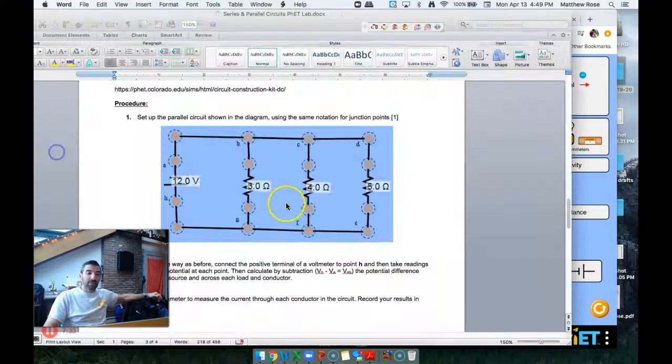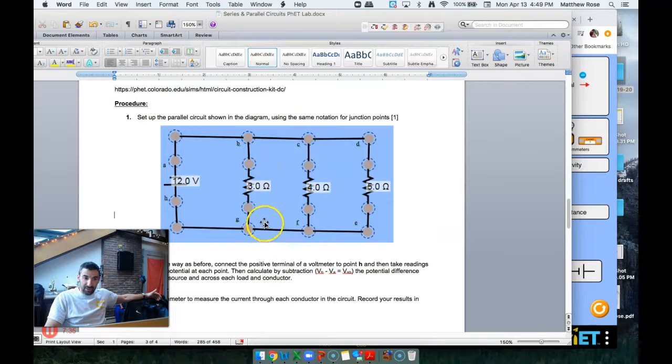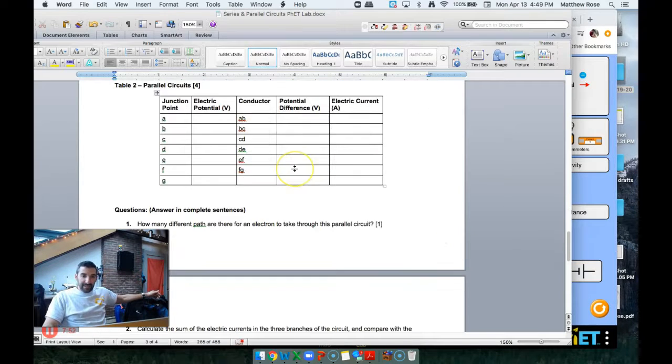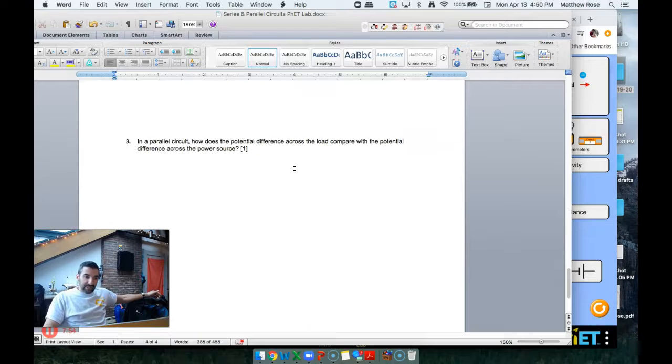And you're going to do the same measurements, voltage and current, the exact same way. If I'm going to measure the voltage from A to B, I would take my voltmeter and put one side there on the app. From, say, B to G, I would go there to there, etc. Then I'm going to fill in the data table and answer any questions I have, and then we will discuss the pros and cons of all these circuits.